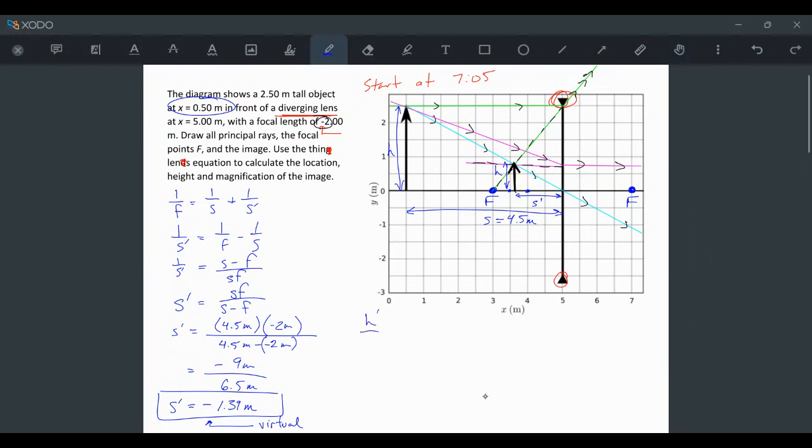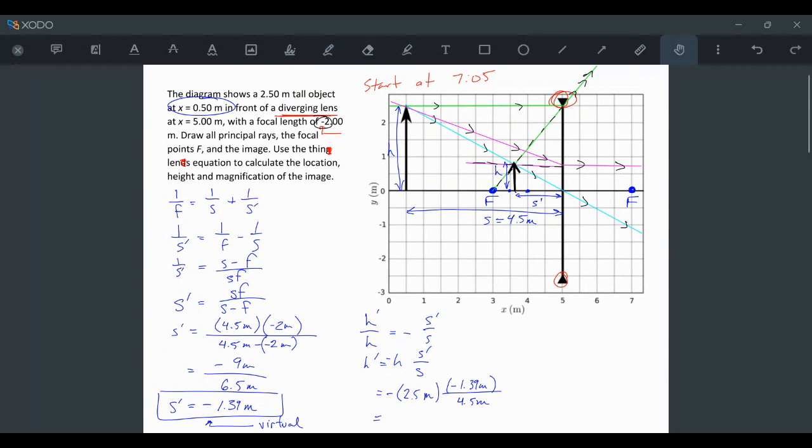So the height of the image divided by the height of the object is equal to the negative of the image distance divided by the object distance. So what we want to solve for is h prime. That equals negative h, excuse me, times s prime divided by s. So we have all these numbers. h is 2.5 meters. We can either get that from the details of the question or the diagram. s prime is what we just calculated, minus 1.39 meters. And s was given in the problem. It's 4.5 meters. So plug this into your calculator.